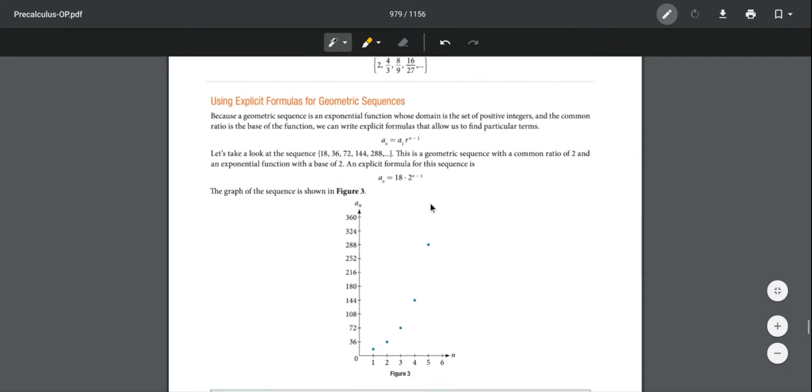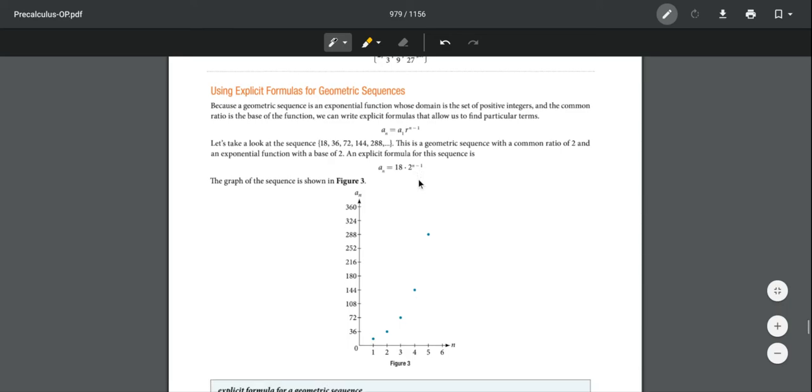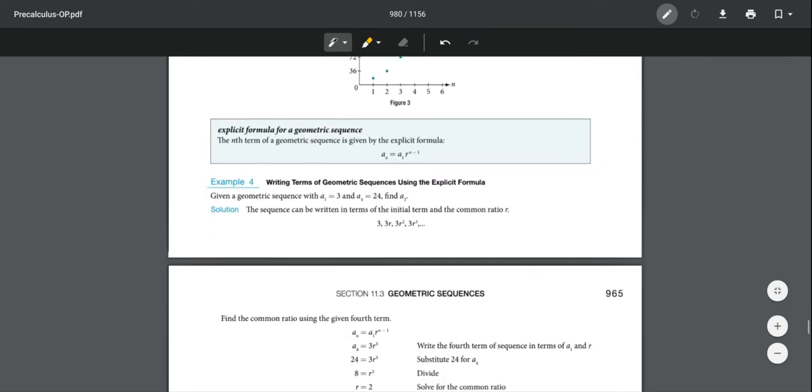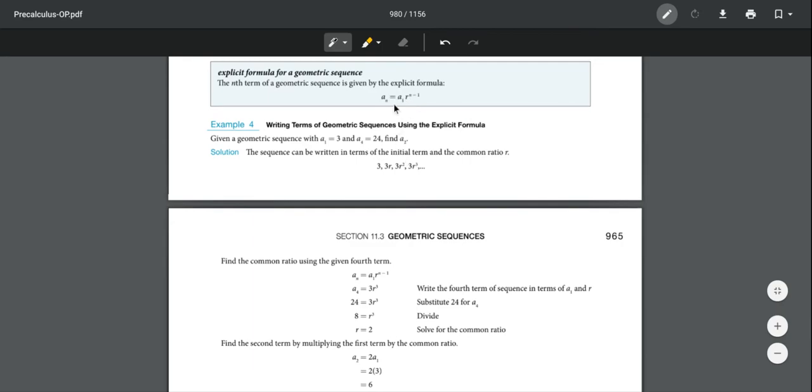So hopefully we know that when we're given an explicit formula and we're asked to find terms, we're just plugging in the term number into n, just like we did in the last couple of sections. So once you have your explicit formula and I want to find, say, A20, the 20th term, I'm just going to plug 20 in for n. So I'd have 18 times 2 to the 19, because n minus 1. So we're just plugging in, and there we go. That's the formula that I wrote down earlier.